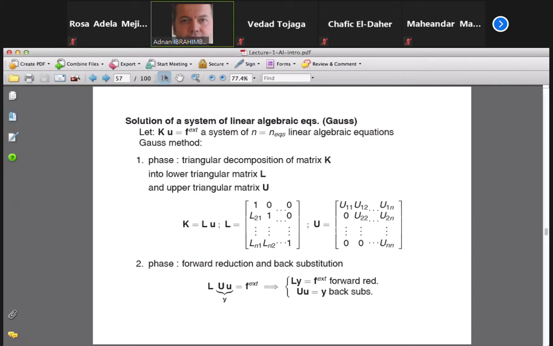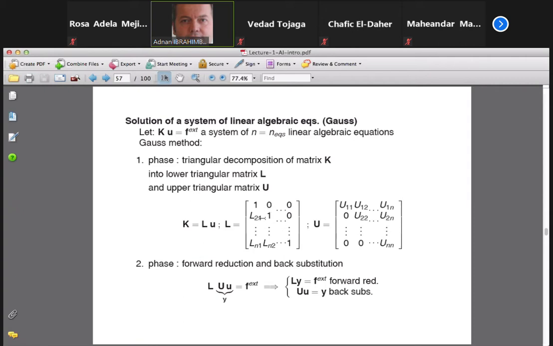Once you have achieved this triangular decomposition, the solution is very easy. It consists of two steps: one is forward reduction, the second one is back substitution. What that means is the following. Here we have L U times little u, which are the unknowns, equal to F external. For the intermediate value, you call big U times little u equal to Y, which is an unknown value. And then you solve the system L y equal to F.